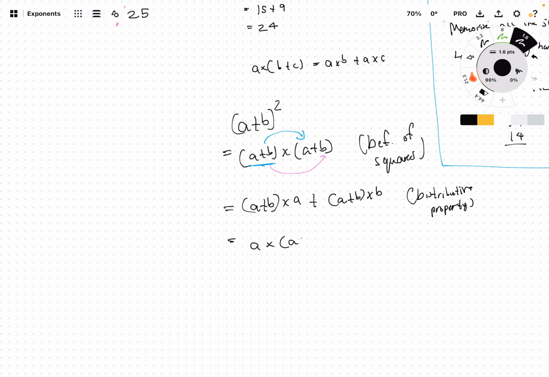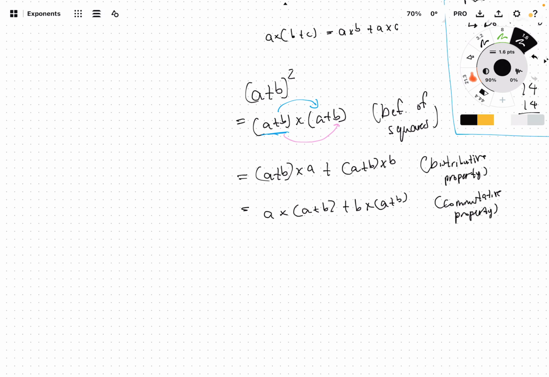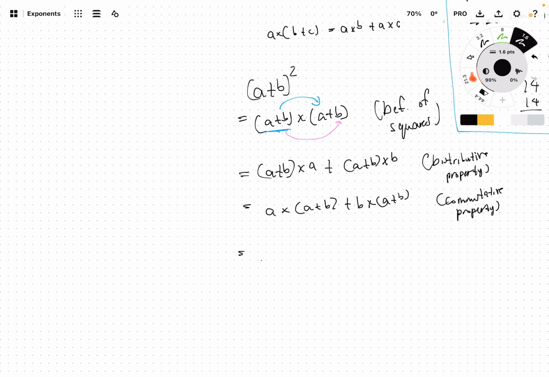It's a times a plus b times a plus b. And then I switch it again. It's a times a, which is a squared. Sorry, let me slow this down.